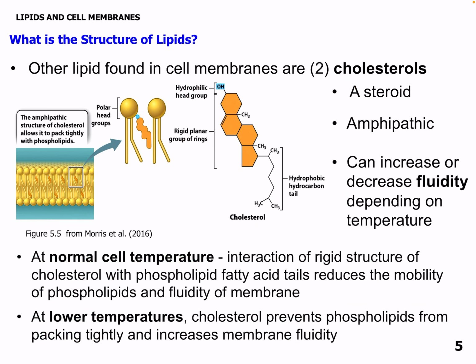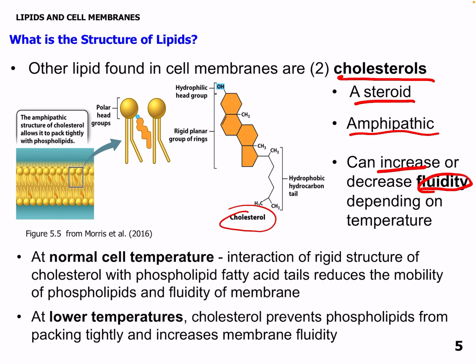Other lipids found in the cell membranes are cholesterols. You have definitely heard of cholesterol before, with food and diet, but it's also an essential component of our cell membranes. If we had no cholesterol, that would be bad. So we still actually need cholesterol from our diet. Here is our cholesterol molecule. Cholesterol is considered a steroid. It is also amphipathic.